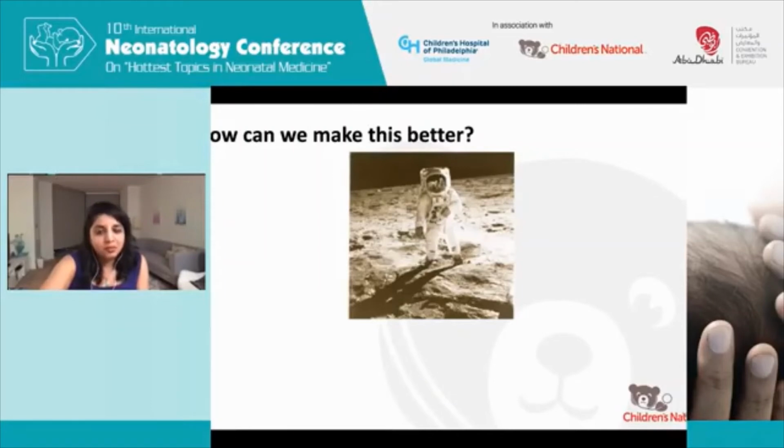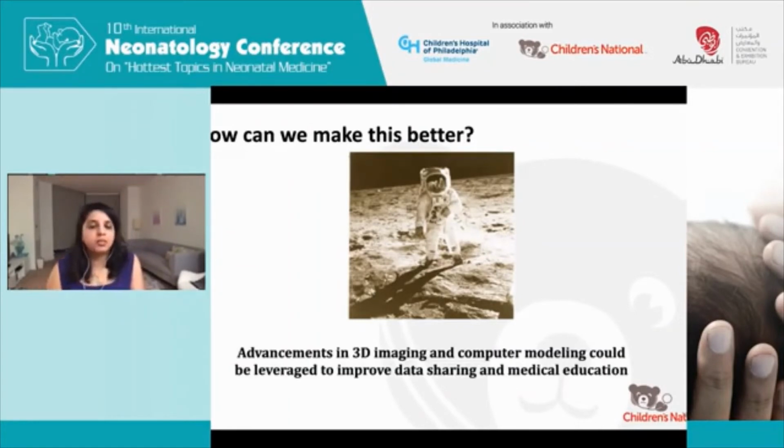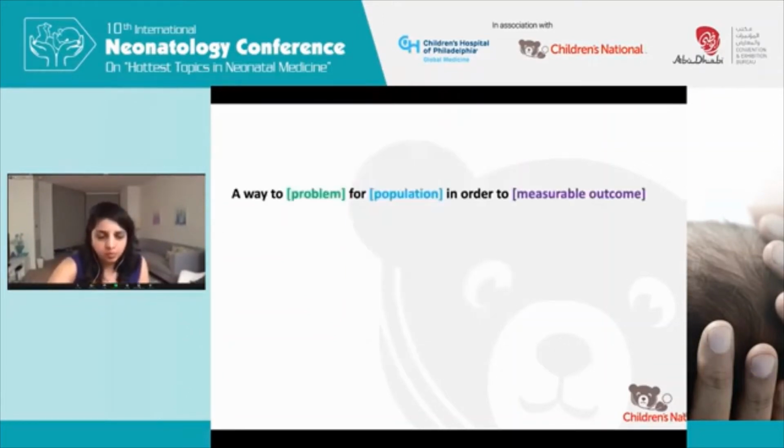The Ponseti method was introduced in the 1960s, and that was the same year that we landed on the moon. And there haven't been any advancements in that. And now we're in 2020 and we have 3D imaging and computer modeling that really can be leveraged to improve data sharing in medical education.